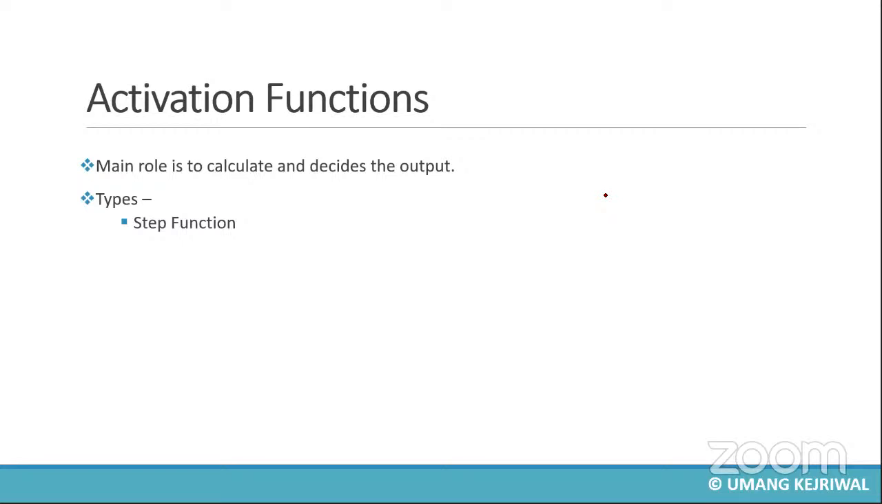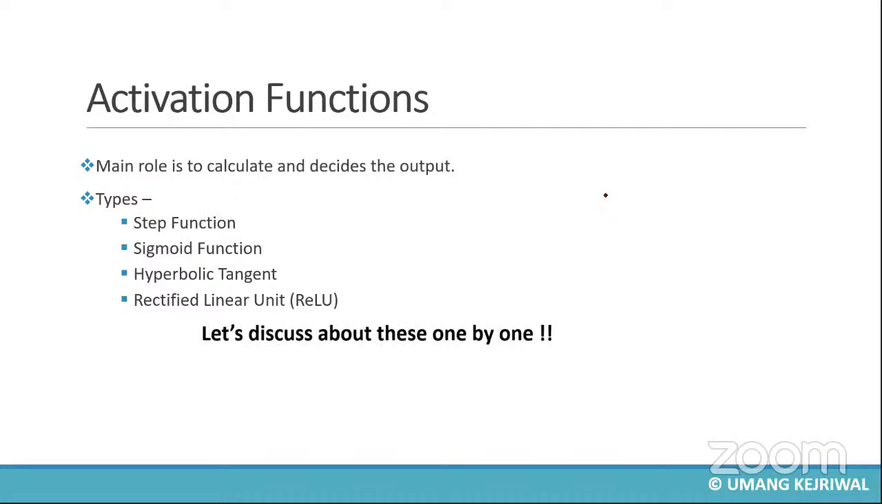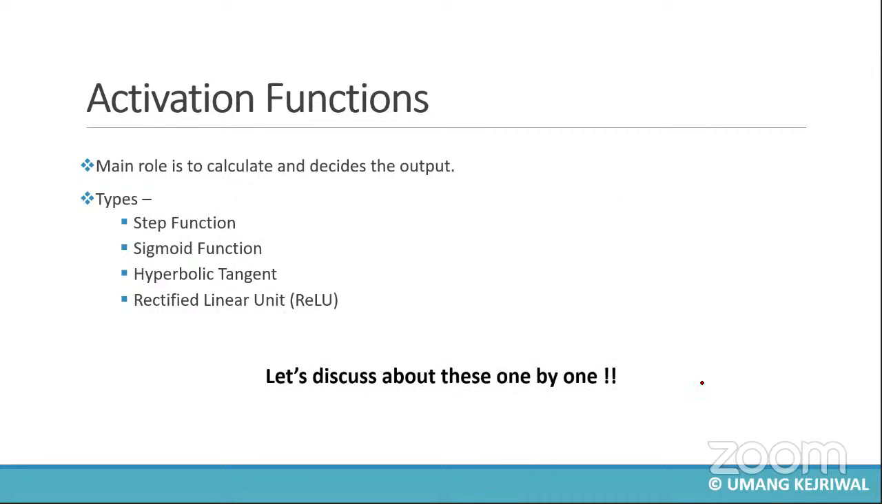Now, what are the types of activation function that we generally use in our neural network? Step function, sigmoid, hyperbolic tangent, rectified linear unit, that is ReLU. And one more is there, softmax. I'll explain that softmax also. Now let's discuss these one by one, in short.